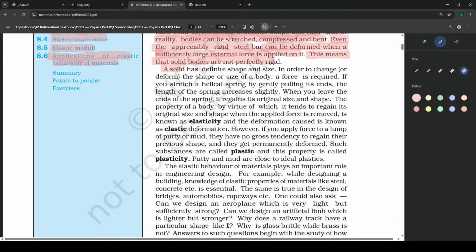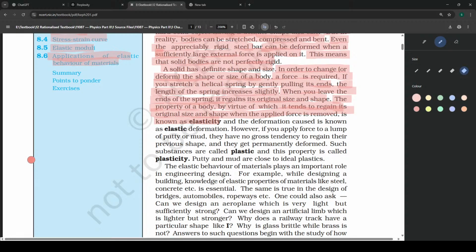A solid has a definite shape and size, a property of the solid state of matter. In order to change or deform the shape or size of a body, a force is required. If you stretch a helical spring by gently pulling its ends, the length of the spring increases slightly. When you leave the ends of the spring, it regains its original shape and size. The property of a body, by virtue of which it tends to regain its original shape and size when the applied force is removed, is known as elasticity.